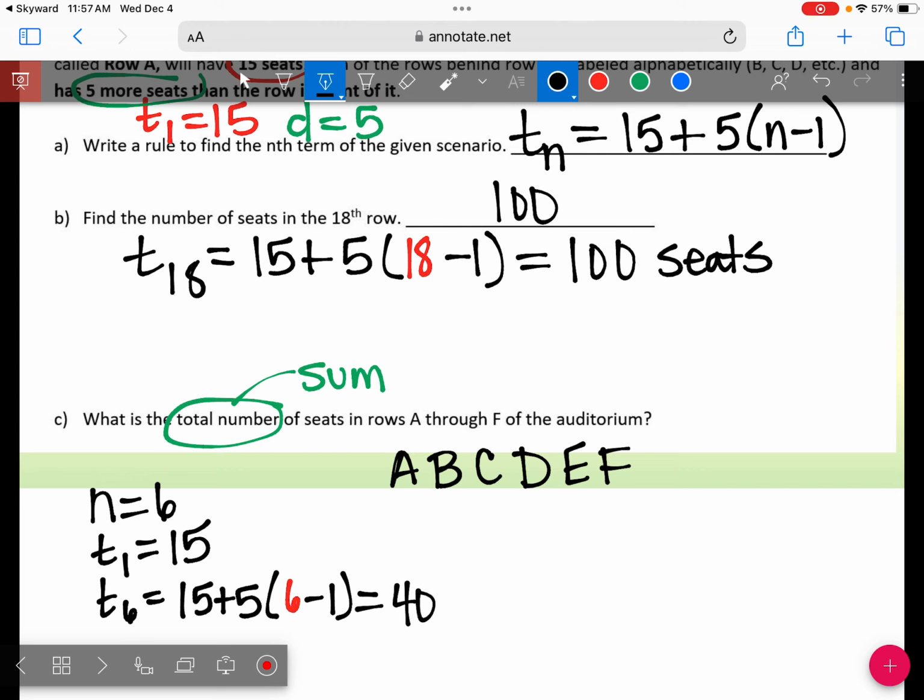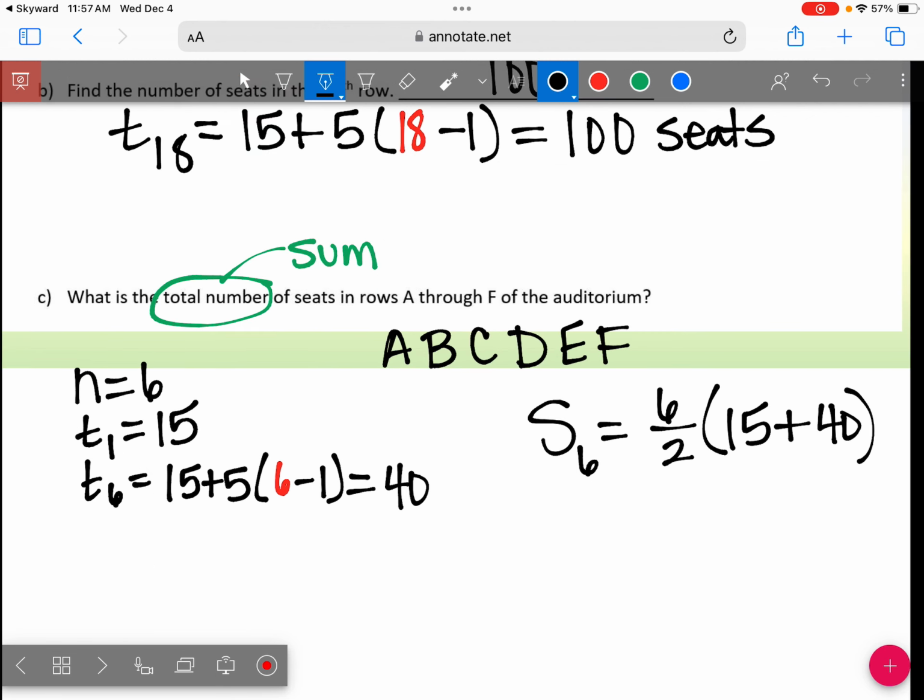Who got 40? So now let's find the sum of all the first 6 rows. So that would be 6 over 2 multiplied by how many seats are in row A plus how many seats are in row F. Go ahead, type that up, and that is your sum. And that's it. That is all that is to that.